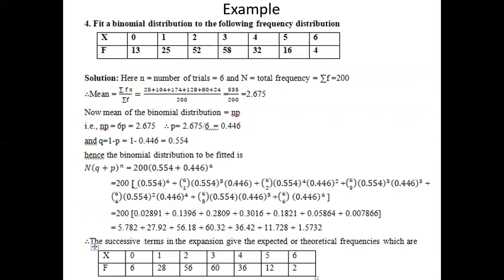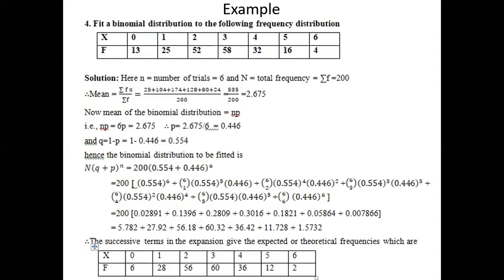Now we'll see how it works for the original data, and what happens for the given data if we are fitting a binomial distribution. Here is a problem where x and their frequencies are given. The x values are 0, 1, 2, 3, 4, 5, 6, and the frequencies are 13, 25, 52, 58, 32, 16, 4. This is the original distribution. Now what happens for this data if I am fitting a binomial distribution?